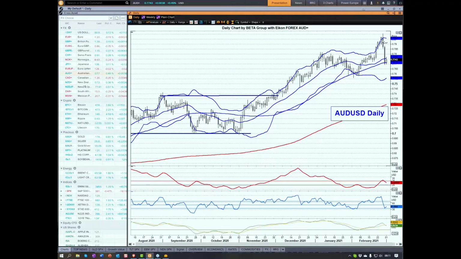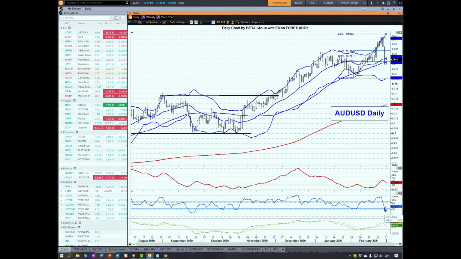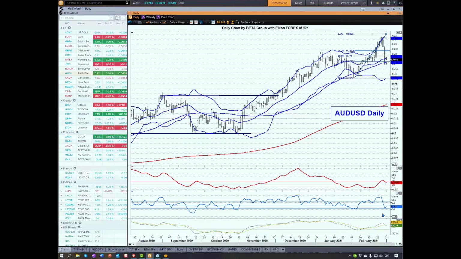So what does the pullback look like? Well, there's Thursday, there's Friday on it. Now this one has pulled back 50%. In fact, pulled back 61.8%. So big pullback compared to the 38.2% pullback on sterling. We'll look at the RSI too. This isn't just hovering below 50. This went all the way down to 35 there, so it nearly got oversold here.